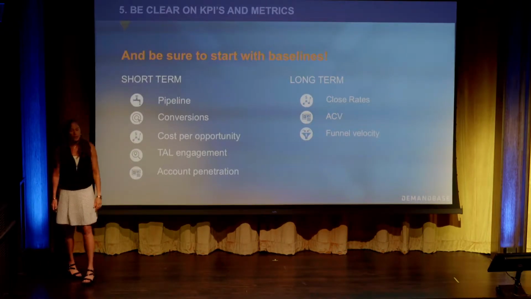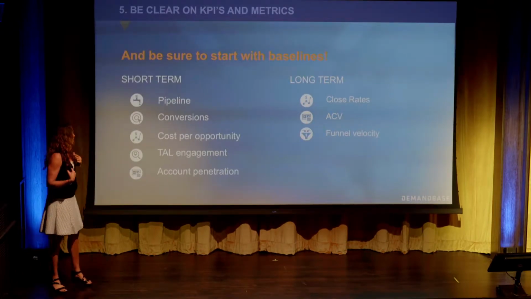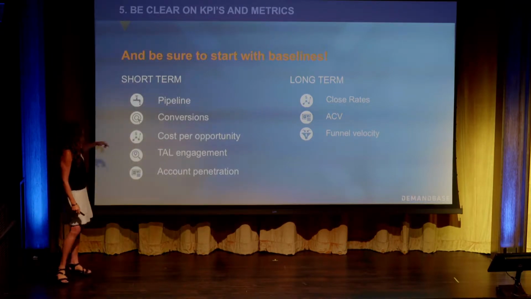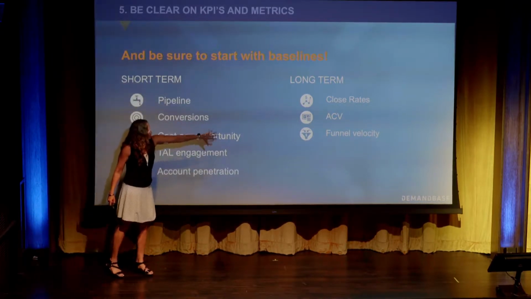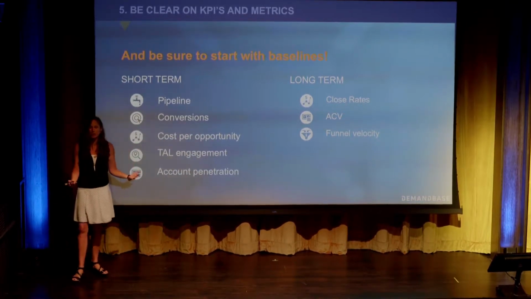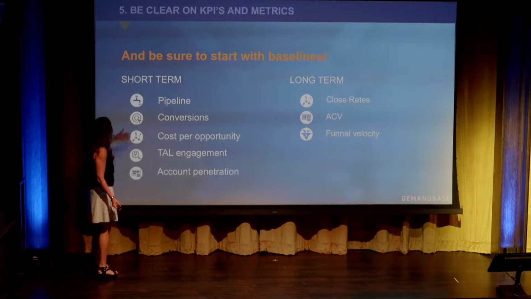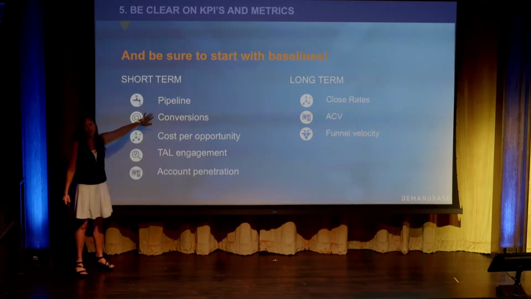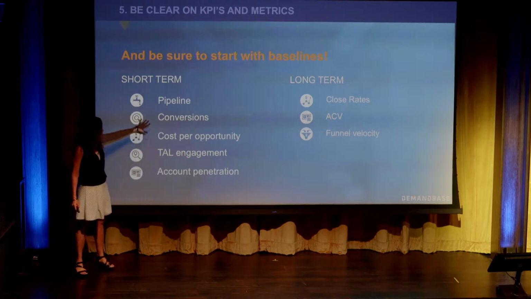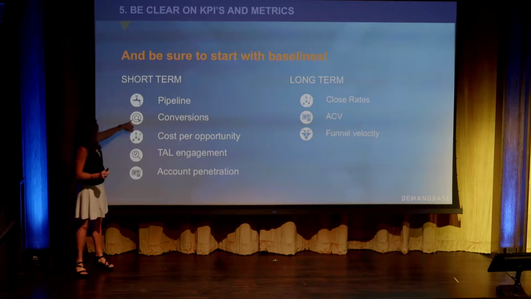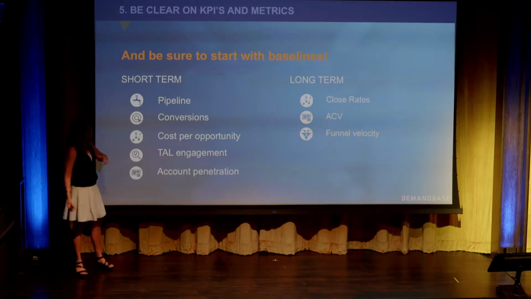So next, understanding and being clear on the KPIs and metrics and having transparency around those metrics. We talked a little bit about the long-term goals: increased close rates, ACV, funnel velocity, all those efficiency metrics when it comes to the entire organization. But more short-term, understanding what the pipeline and pipeline health look like. Conversions are one of those leading indicator types of things, and conversions of your target account list, right?